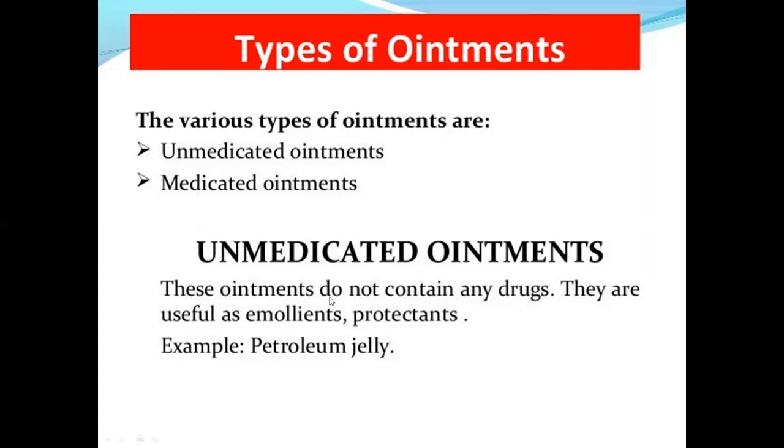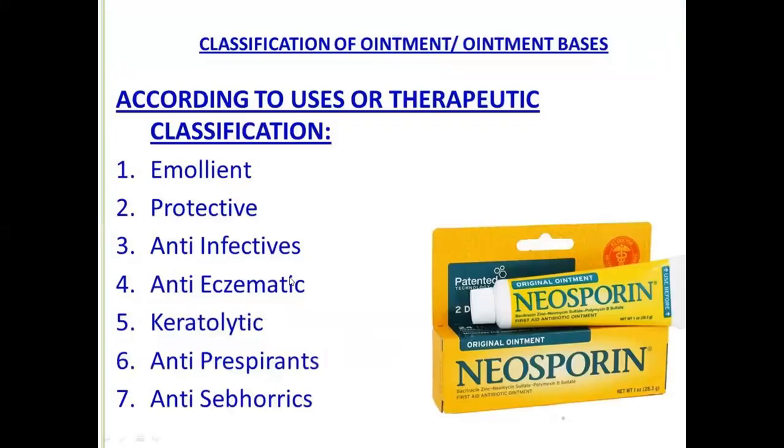The next point, according to their therapeutic classification: emollient, protective, anti-infective, anti-enzymatic, keratolytic, antiperspirant, anti-seborrheic. These are the different types of the ointment. Can anyone enlist the types of ointment? Emollient, protective, anti-infective, anti-enzymatic, keratolytic, antiperspirant, anti-seborrheic.